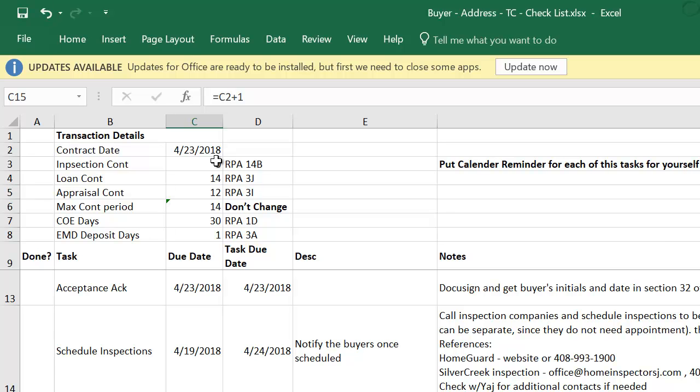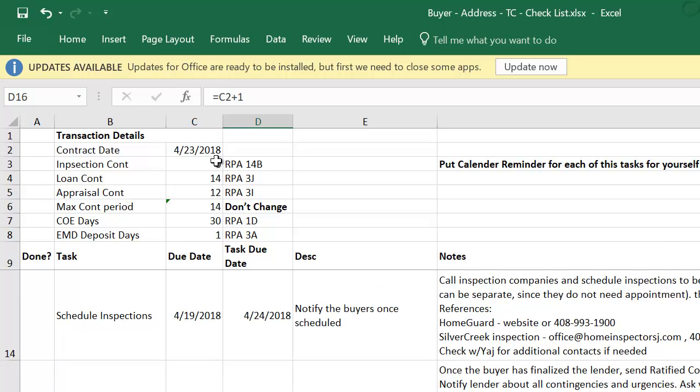Then forms to the lender. The lender needs to receive certain forms from the transaction. So that needs to be done by the 24th, like it says, one day after. And here is a way to see the template here. And it can all be customized, based on how you like.